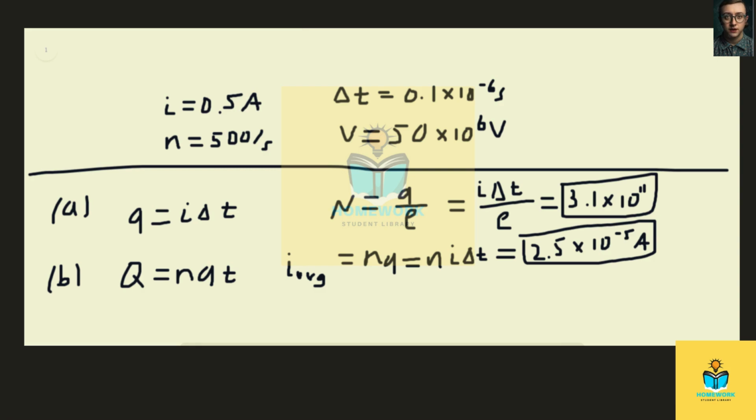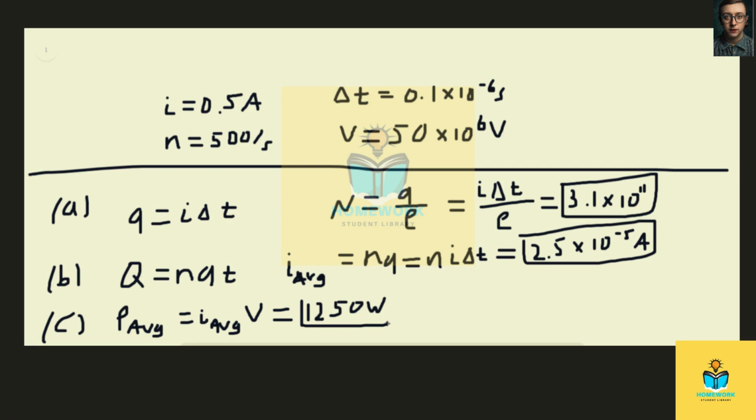Now part C says to figure out the average power if the electrons are accelerated to an energy of 50 MeV, so that's 50 times 10 to the 6 volts. So this is part C. So P average, then, this is I average, this is capital A. P average is going to be equal to I average, which we just found, multiplied by the potential V, which is 50 times 10 to the 6 volts. So you plug that in, and this comes out to equal 1,250 watts. We can box that in as our solution.